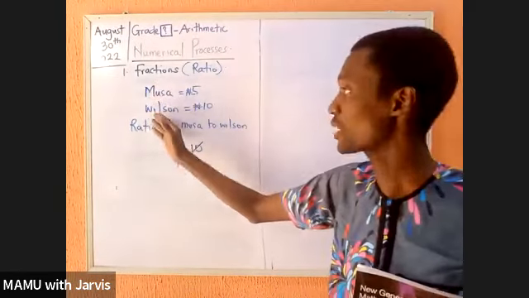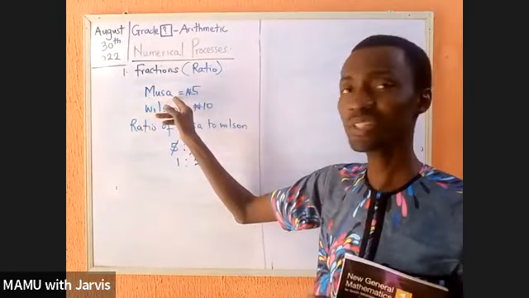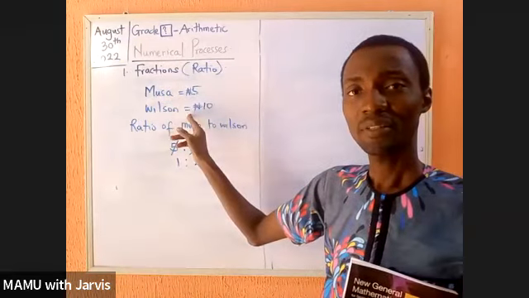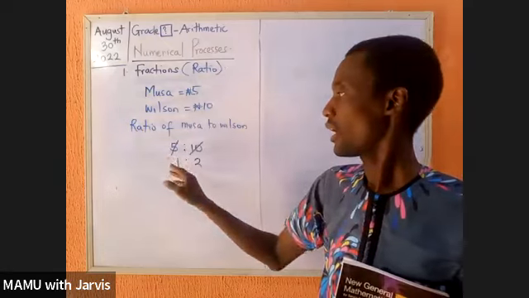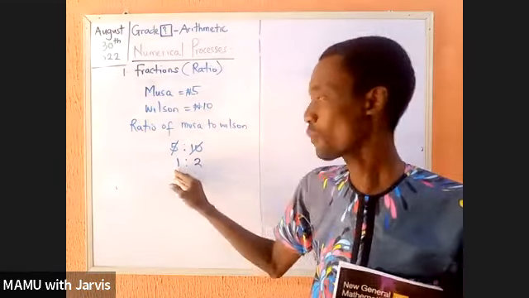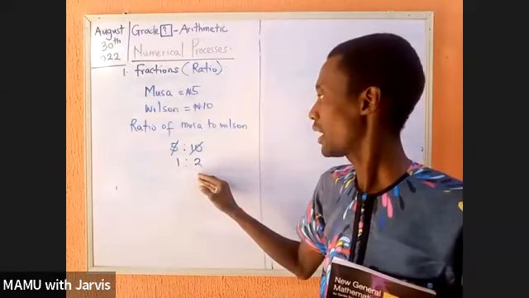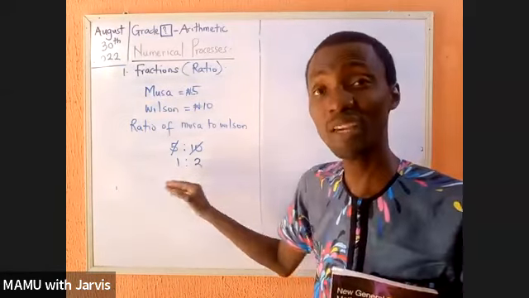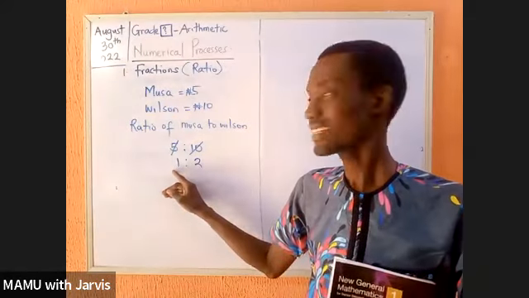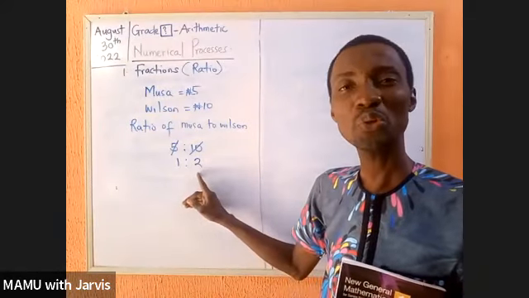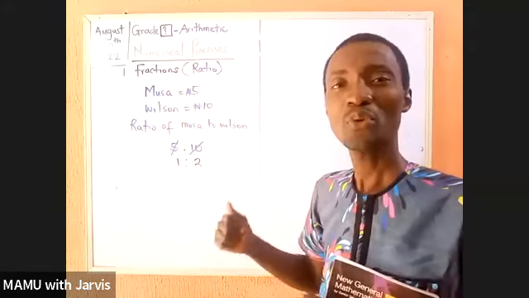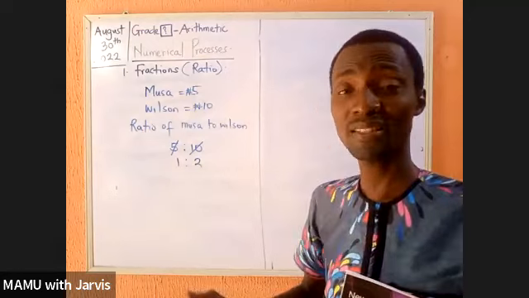We saw that in the example given, Musa and Wilson. Musa had 5 naira, Wilson had 10 naira. So the ratio will mean that Musa is taking 1 as compared to Wilson taking 2. What's the implication? It means for every 1 naira Musa is getting, Wilson will get what? 2 naira. That's the implication. And that's ratio for you. So let's solve some problems and see how this plays out.